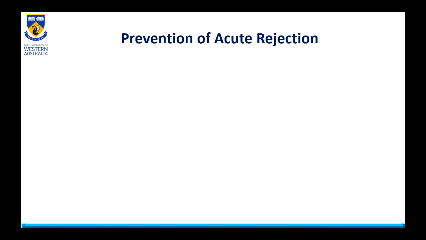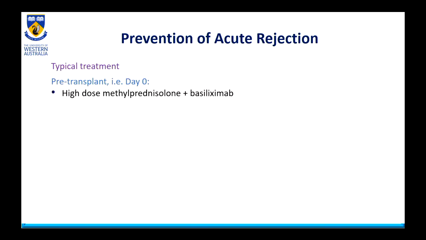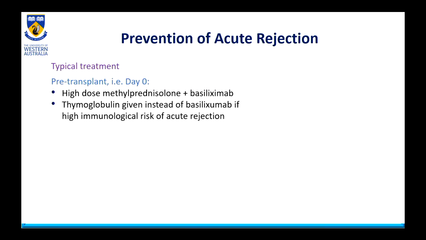So how do we go about preventing acute rejection? Well, the typical treatment is we use, pre-transplant, that is on day 0, high-dose methylprednisolone and basiliximab. This is just saying that thymoglobulin can be given instead of the basiliximab if there's high immunological risk of acute rejection.